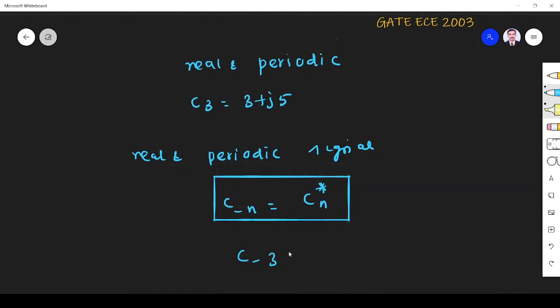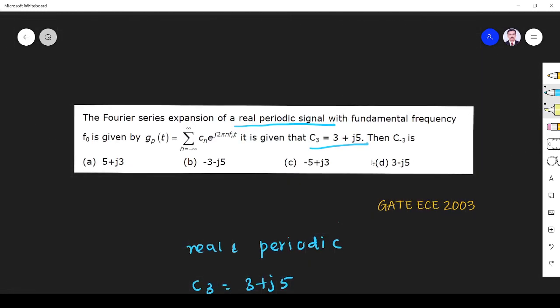So C of minus 3 is what they asked. C of minus 3 is C3 conjugate. C3 is 3 plus j5. C3 conjugate is 3 minus j5. So the answer is option D.